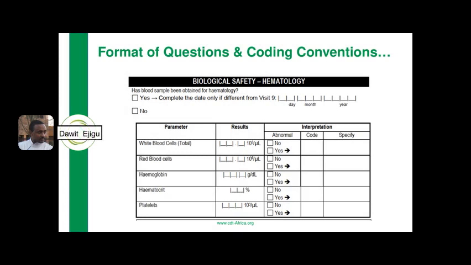For example, in this part of the CRF, we have indicated the number of spaces or boxes that we are expecting at the response, including the precision. We have also given the units. And if you look at hematocrit, we have just given 2 spaces. And for platelets, we have given 3 spaces. So this way, we can guide the form completers and also the ones making the measurement regarding the precision and the response that we are expecting.